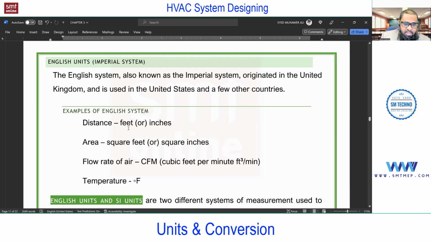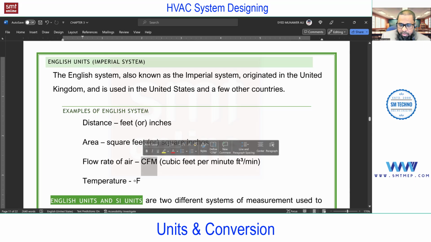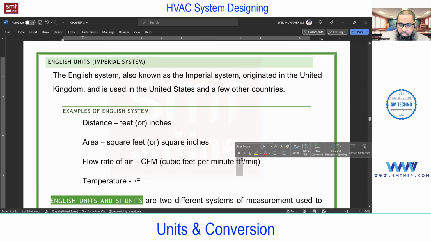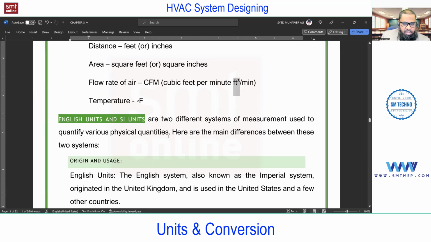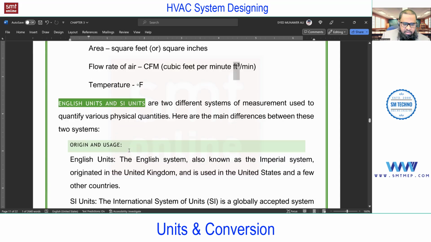So don't get confused. Distance we can use in feet or inches, or area, square feet or square inches. Flow rate of air, most commonly CFM, cubic feet per minute. Cubic feet is a volume. Volume with respect to time is a flow rate. We'll discuss more about this at the time of ducting. At this level, just remember CFM, temperature degree Fahrenheit. Next. So you see what I explained, the theory, you can read after this session.